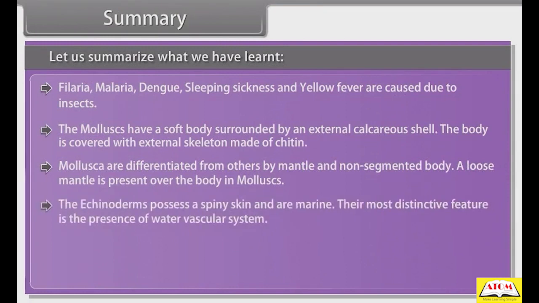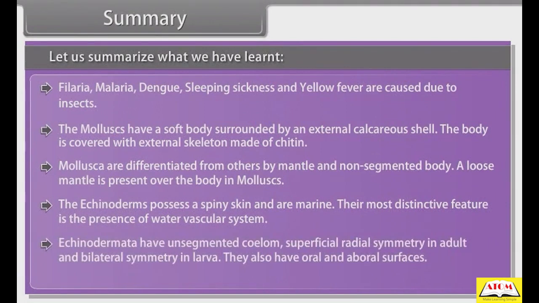The echinoderms possess a spiny skin and are marine. Their most distinctive feature is the presence of water vascular system. Echinodermata have an enterocoelic coelom, superficial radial symmetry in adult and bilateral symmetry in larva. They also have oral and aboral surfaces.